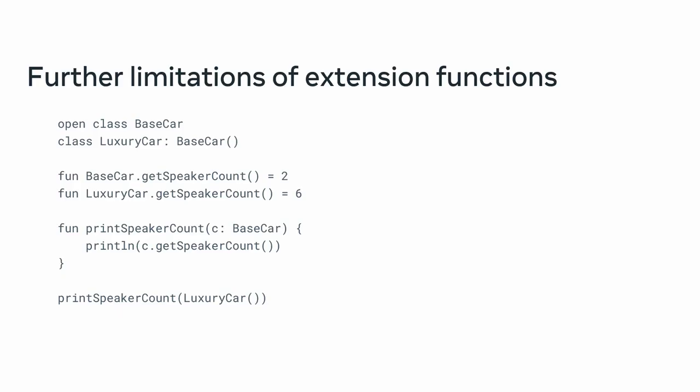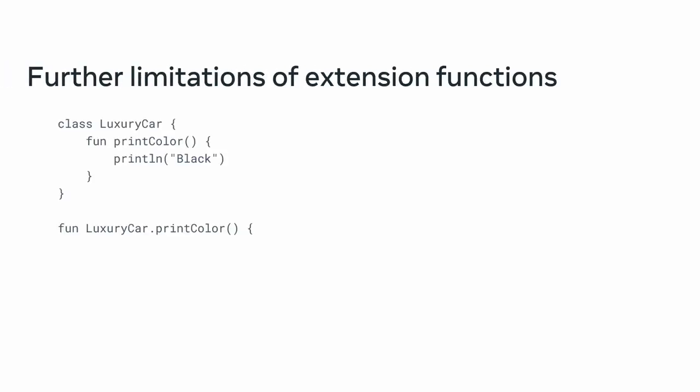This is because extension functions get invoked on the declared type, which in this case was the parameter of type BaseCar. Moreover, if a class defines a member function with the same name as an extension function, the member function always takes precedence over the extension function.